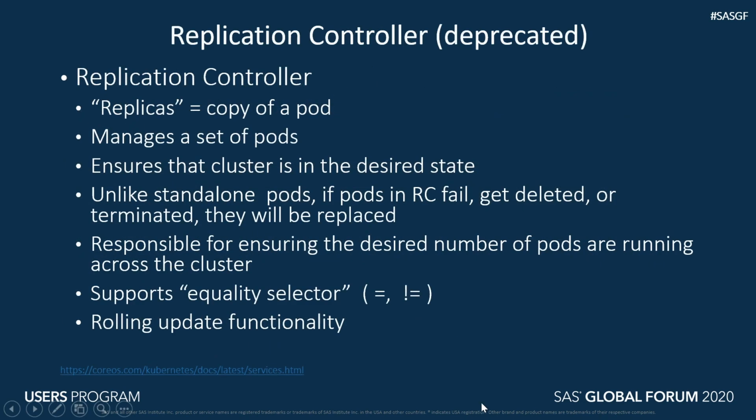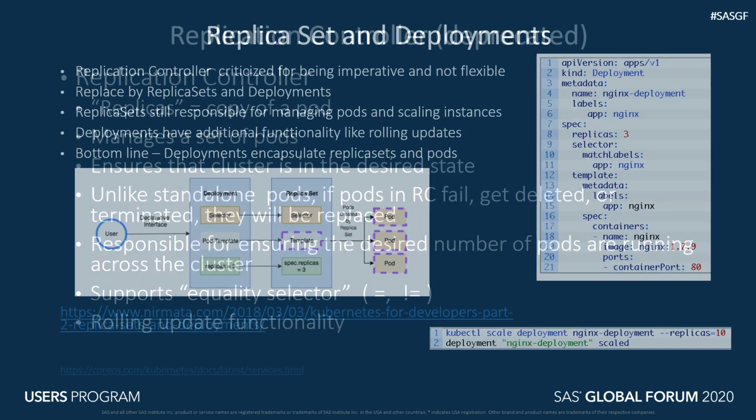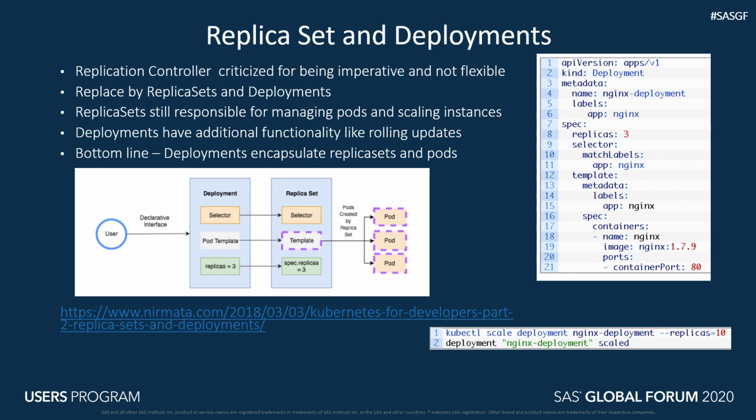Replication controller, it's worth talking about replication controllers here versus what we call replica sets these days. Replication controllers make copies of a pod, manage a set of pods, and ensure the cluster is in the desired state. So this is the idea behind the way we would formally manage replicas. Replication controllers are criticized for being too imperative, meaning we tell them how to do things as opposed to declaring what we ultimately want and having the system figure it out. And they weren't considered flexible.